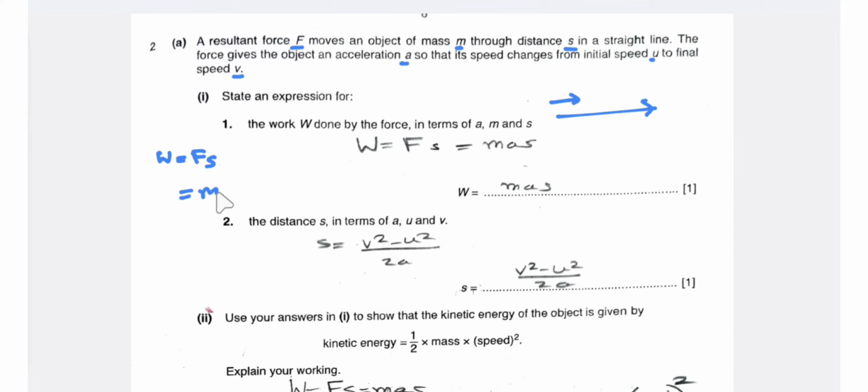So resultant force is equal to mass into acceleration, and it is S. So the overall work done is becoming MAS. So overall equation is MAS. That is, work done is called MAS.